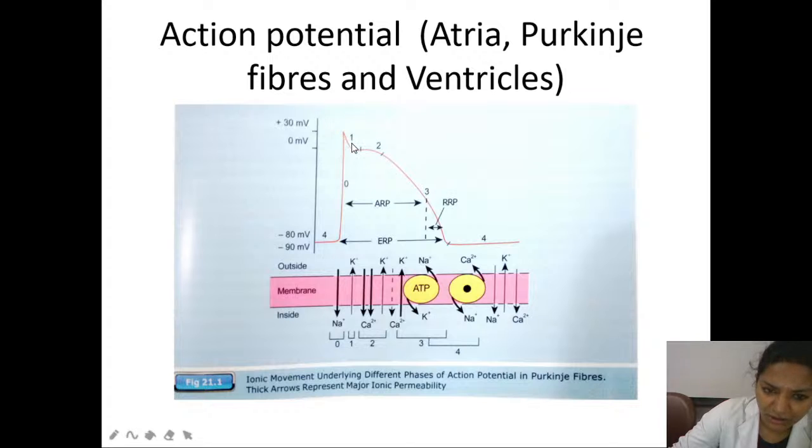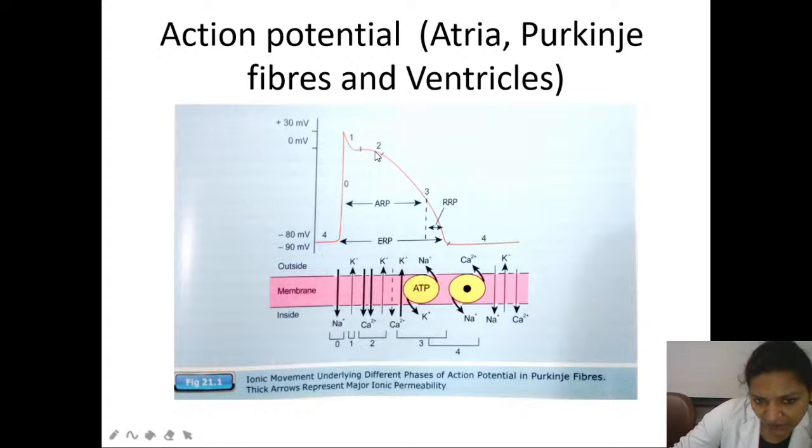There are two different things, right? Here the sodium channels get inactivated. Sodium channels are inactivated, but side by side the potassium channels open. As a result, potassium efflux starts.